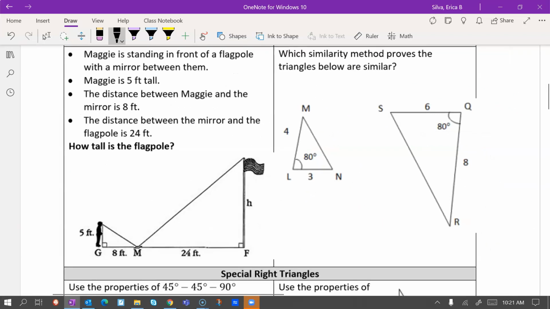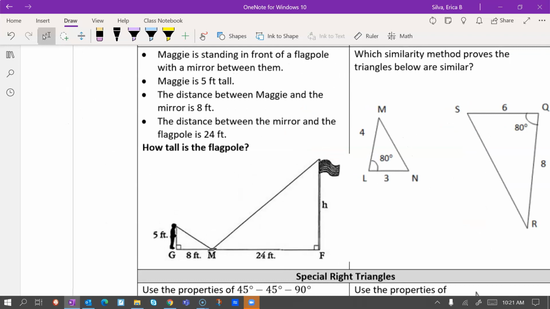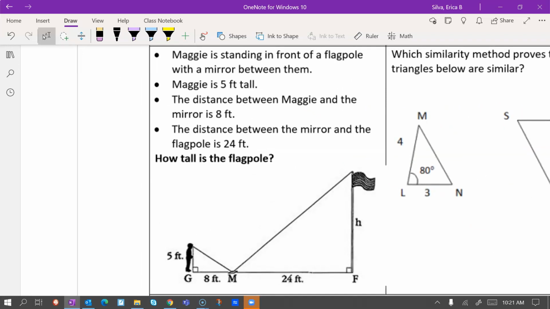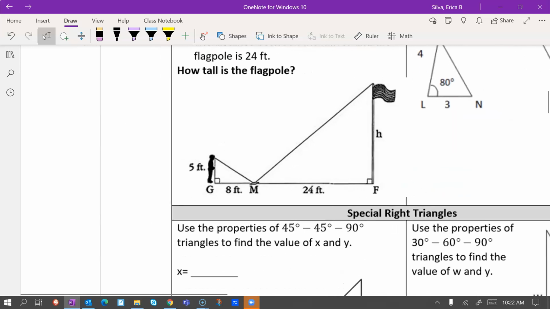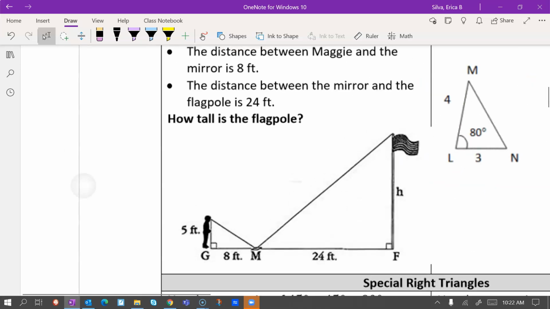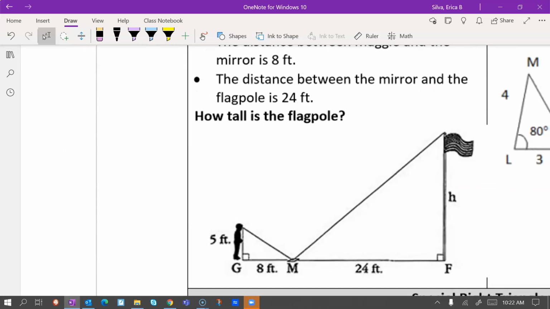Let's look at the next one. We have a real world model where Maggie is standing in front of a flagpole. Maggie is 5 feet tall, and the distance from Maggie to the mirror is 8 feet. The distance from the mirror to the flagpole is 24 feet. How tall is the flagpole? You can use similar triangles in the real world this way. I'm going to start with the height of my person, which is 5 feet, and the corresponding side is the height of my flagpole, which is h.